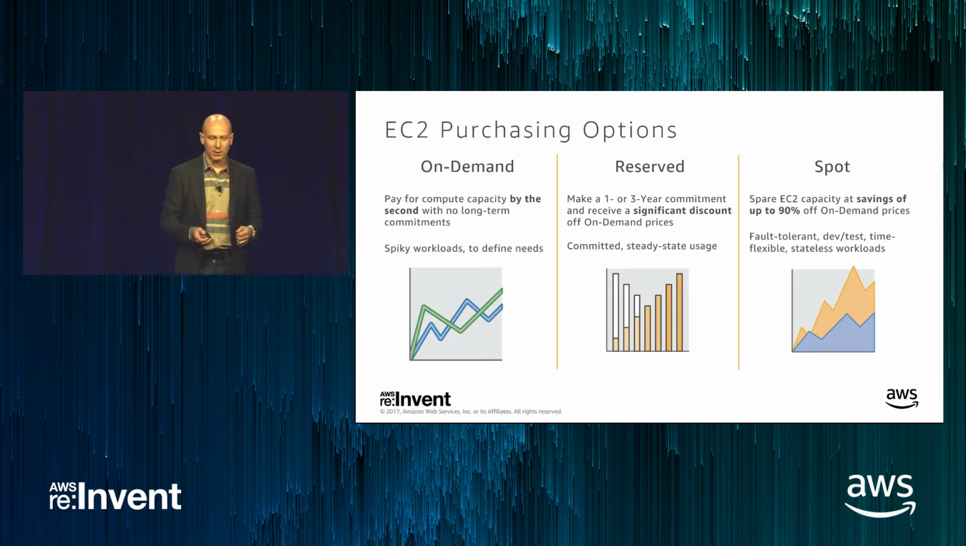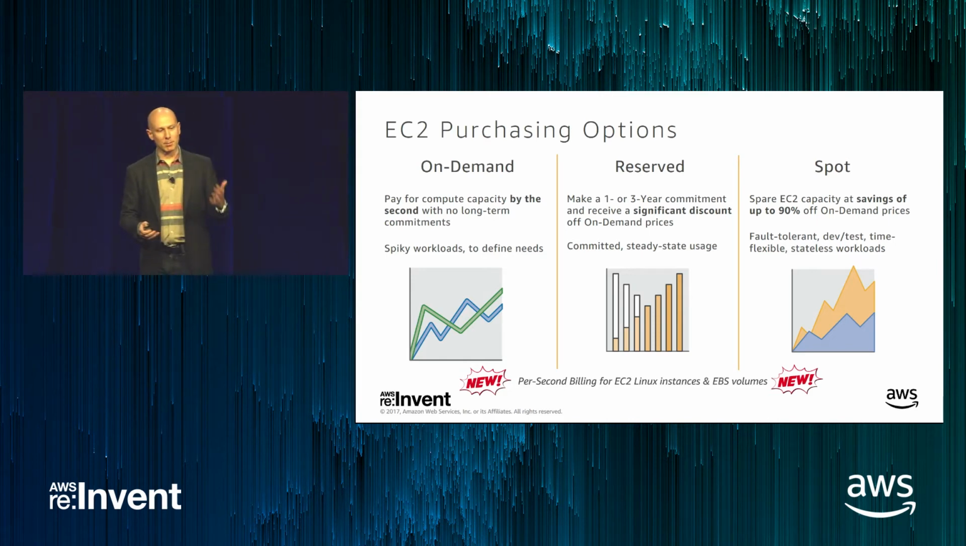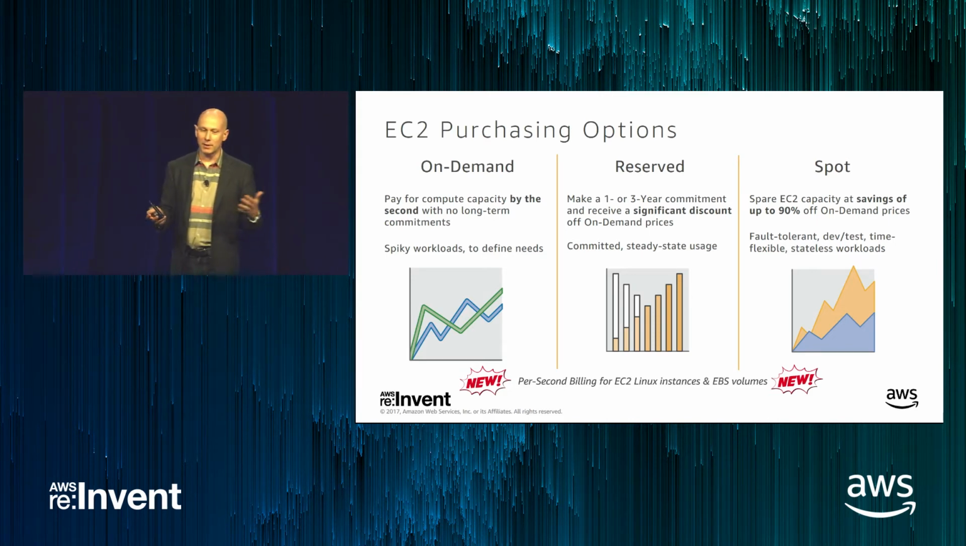One of the innovations we released just last month was what we call per-second billing. Per-second billing means that for Linux instances that are launched, whether it's on-demand, reserved, or spot, they're billed in 1-second increments. Similarly, EBS volumes, EMR clusters, AWS Batch, Elastic GPUs, and provisioned IOPS for EBS volumes are also billed in per-second increments.